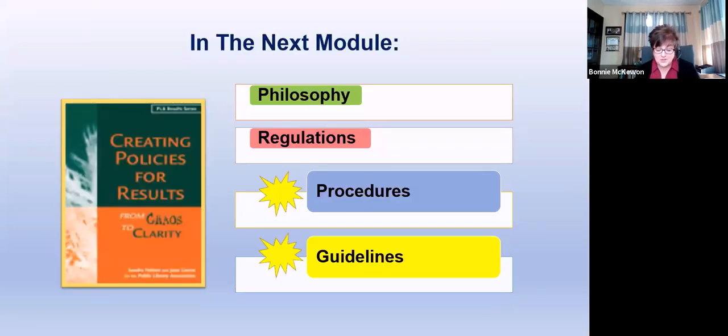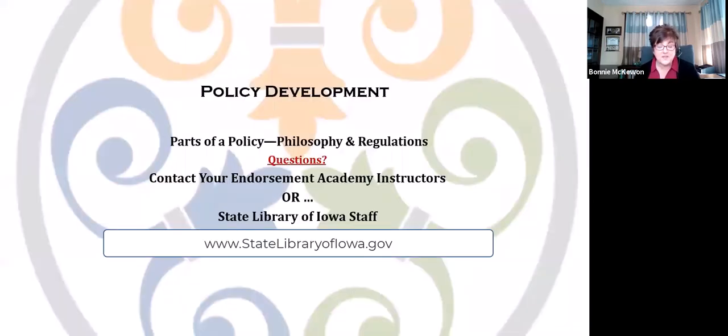So this concludes this module as we've talked about the first two parts of a policy, philosophy and regulations. In the next module, keeping interlibrary loan as the example, we'll look at the remaining two policy parts, procedures and guidelines. This concludes this module within the policies course, parts of a policy, philosophy and regulations.